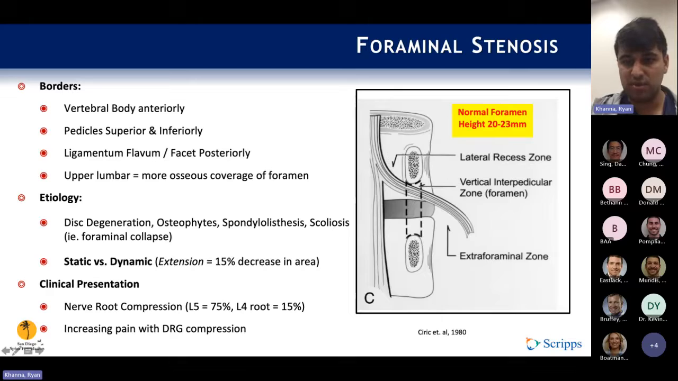Finally, I want to talk about foraminal stenosis, which is the last category. I'm not talking about extraforaminal today, but this is just lateral to the lateral recess, starting with the borders of the pedicle on the medial side and then going out laterally. Once again, this can be caused by disc degeneration, osteophytes, as well as spondylolisthesis or scoliosis. It can be static or dynamic. Once again, if you're extending, it causes a decrease in the foraminal area. Most commonly, you can see this presenting as a radiculopathy with nerve root compression. And if the DRG, which is located in the zone, is compressed, it can cause debilitating pain.